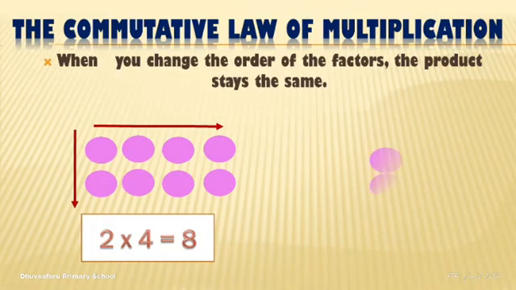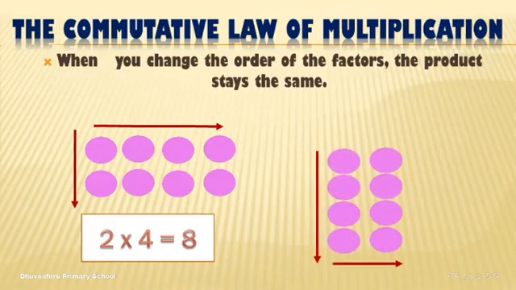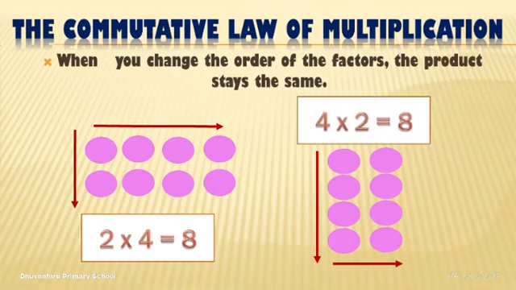You can look at this array as 4 in each row and 2 rows. So we can say it's also 4 times 2. Does that change how many circles I have in my array? I still have 8. So 2 times 4 is equal to 8, and 4 times 2 is equal to 8. Yes, that's an example of the commutative law.